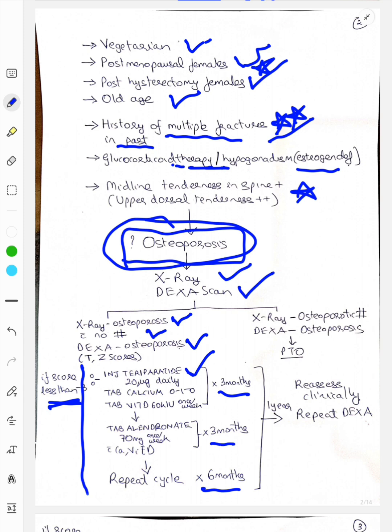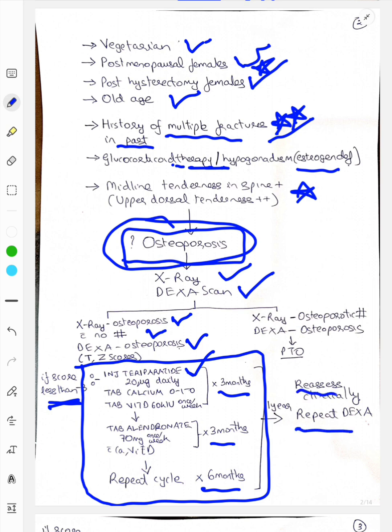So 1 year of anti-osteoporotic treatment is very essential, and after 1 year you go for a reassessment clinically and you go for a repeat DEXA scan, right? So this was the picture when there is significant osteoporosis.